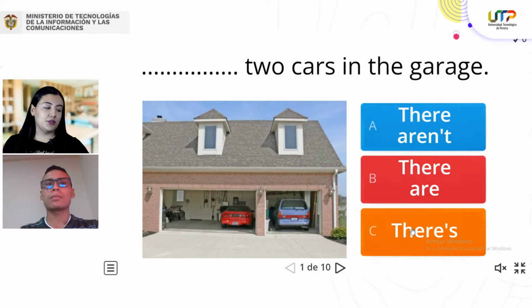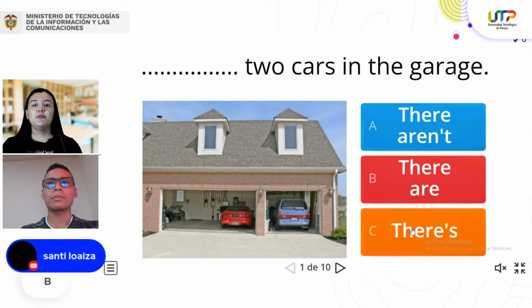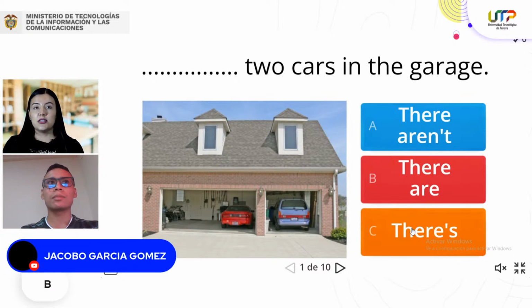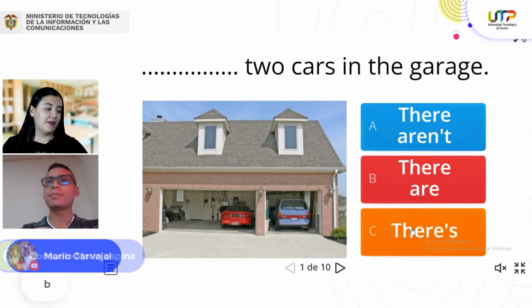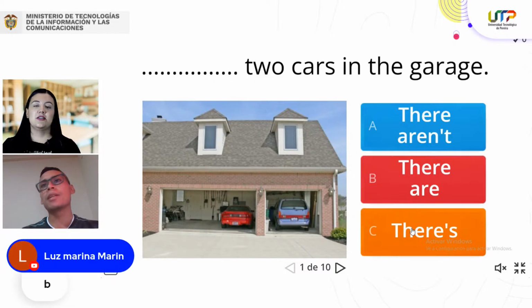So there are 3 options. Option A, there aren't. Option B, there are. And option C, there's, which is there is. So what do you think is the correct option? Answer in the chat with the correct letter, the one that you think is correct. And let's just check. So teacher Luis, do we have answers already in the chat?